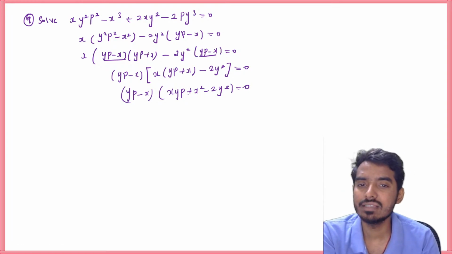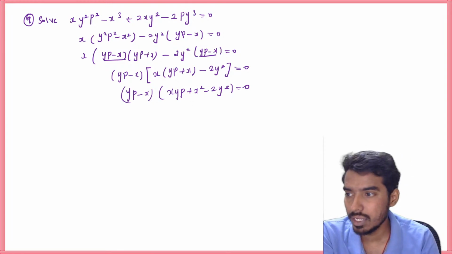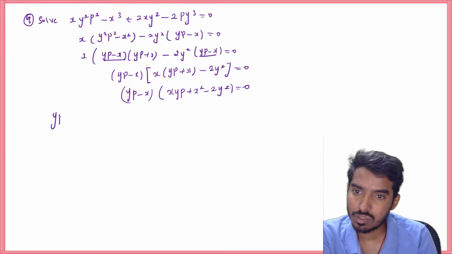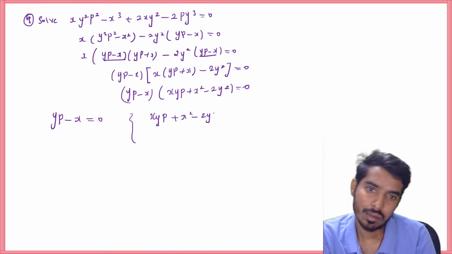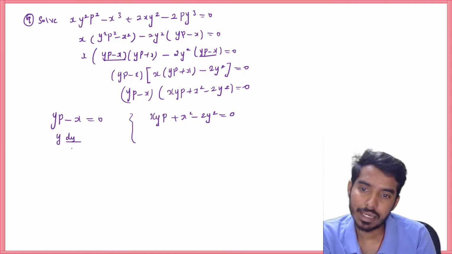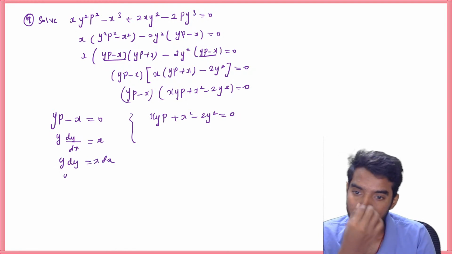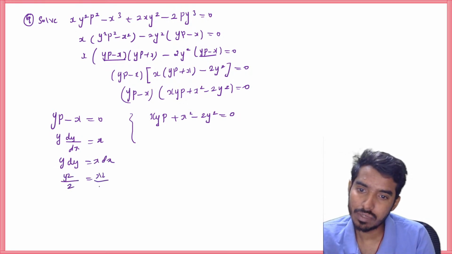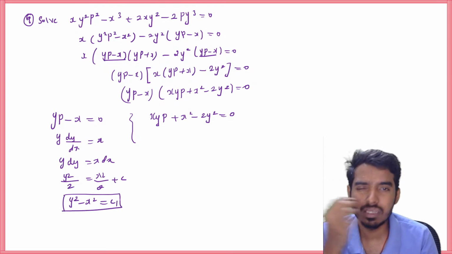Right? Now you can see it is of the form solvable for p. Now you equate every term to be equal to 0. So we have yp minus x equal to 0, and we have xyp plus y square is equal to 0. So y dy by dx is equal to x. We have y dy equal to x dx. So we have y square by 2 is equal to x square by 2 plus a constant. So we have y square minus x square is equal to some constant, or put c1, right? No problem.